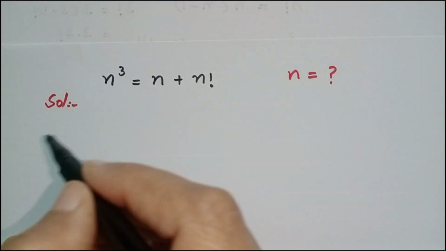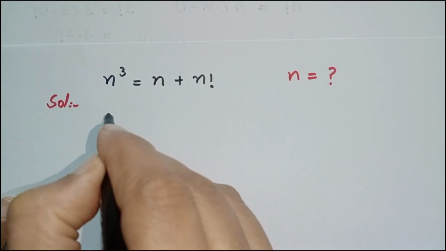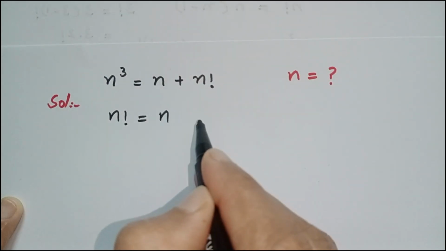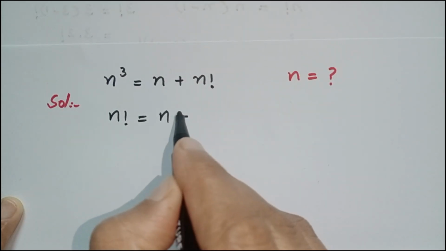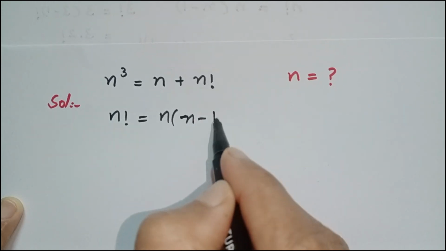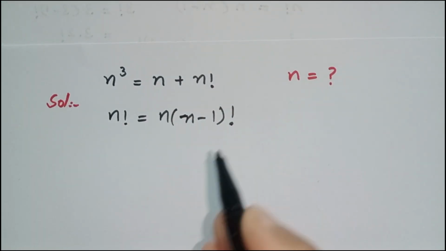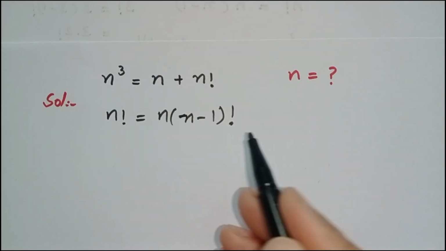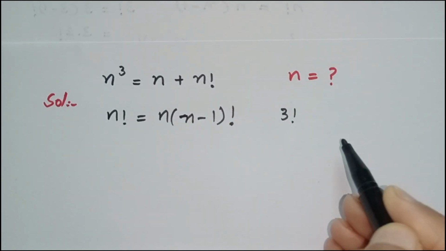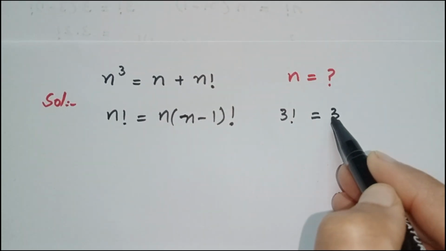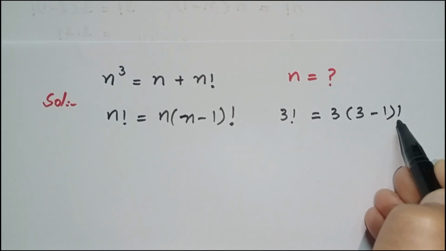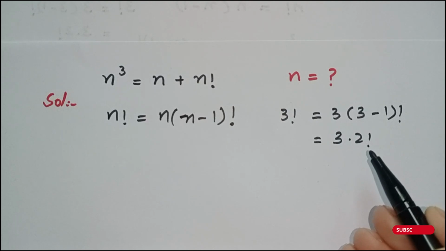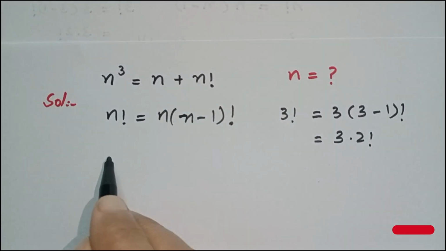If we look at the definition, then we can write n factorial as n times n minus 1 factorial. So it is actually the product of integers with all the integers below it. For example, if we have 3 factorial, then we can write 3 times 3 minus 1 factorial, so it will become 3 times 2 factorial. So here we will write n factorial as n times n minus 1 factorial.